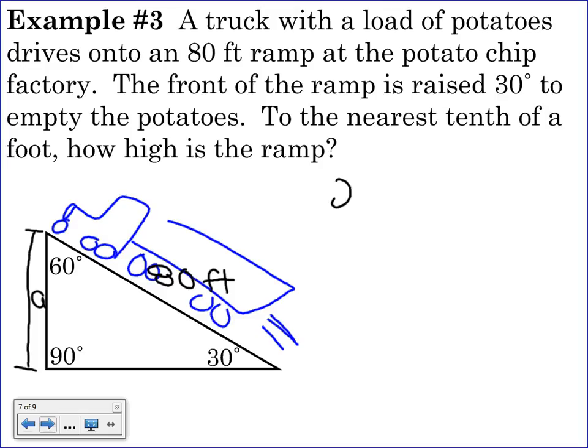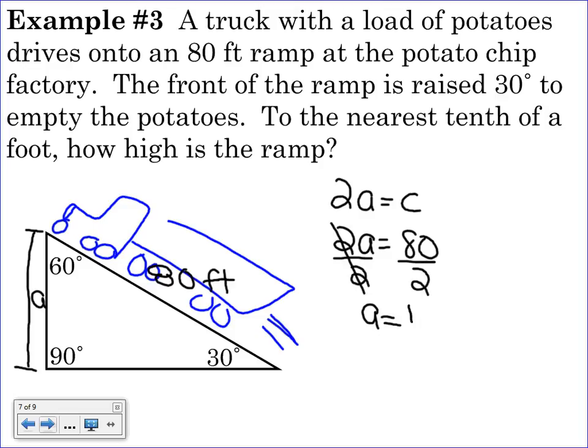So we can either use 2A equals C, or we can use A equals 1/2 times C. In this case, though, we're given C. So now we're plugging in 80 for C. Now we just have an equation on the board that we need to solve. Get A by itself. We divide by 2. 80 divided by 2 is 40. So the ramp is raised 40 feet off the ground. This one doesn't want us to know the distance between the front of the ramp and the building. This one just wanted us to find the height. So that's all we have to do for this problem.